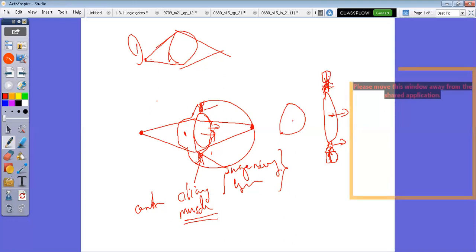Making sense now? So that more light is refracted. So the lens becomes thick so that more light is refracted correctly onto the retina.